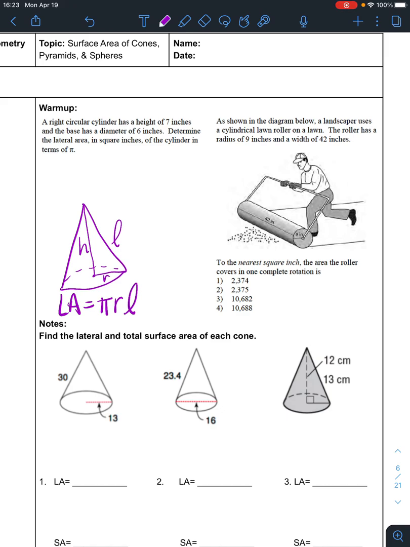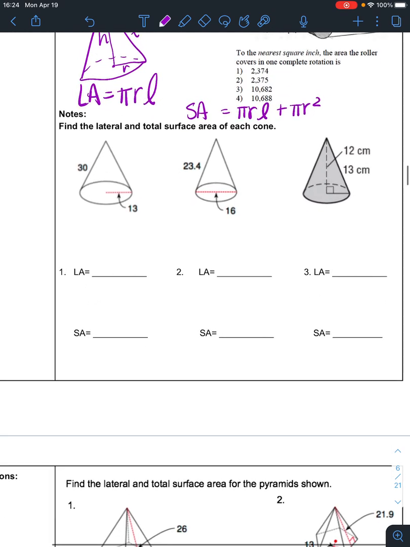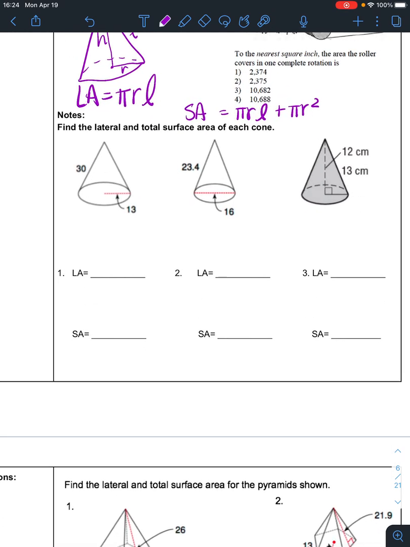Imagine that is like that white paper cup that you get a snow cone in, or a water cup sometimes. That's your lateral area. Your total surface area is what if it has a lid on it, so that includes the circle. So your surface area is your lateral area, the sides, plus the circle. And you have one circle for your cone. So find the lateral area and the surface area.